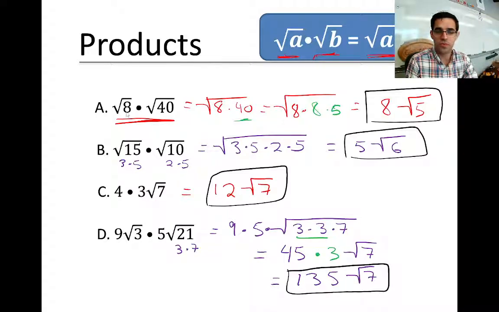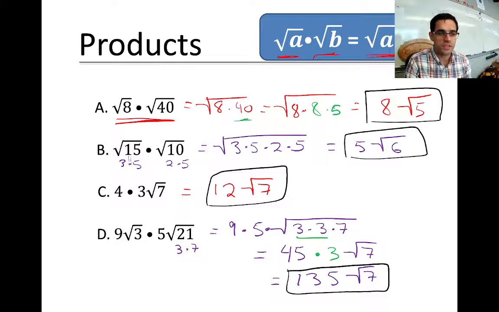Example A, we have the square root of 8 times the square root of 40. Well, using the rule, that's the square root of 8 times 40. Instead of multiplying 8 and 40 together and then trying to simplify the radical, I'm just going to leave 8 and 40 factored out. I know 40 is 8 times 5, so I can see that I have a pair of 8s. So when I simplify this, it's going to be 8 root 5. That's a fully simplified product.